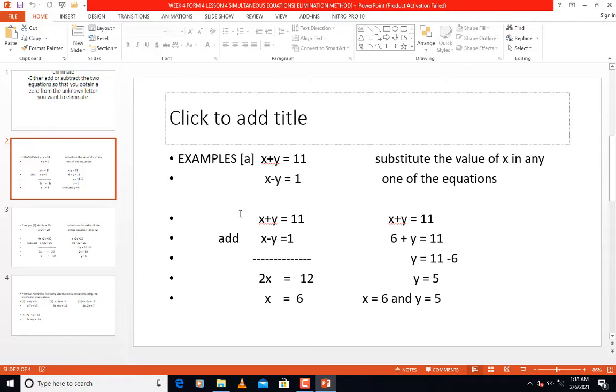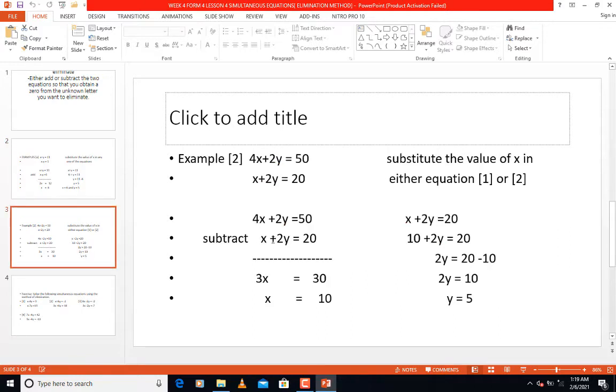As you can see, I'm still using the same examples from the previous lesson. Decide which letter to remove, add or subtract. So it's still the same, there is no change. But what we want you to do now is to remember the steps and practice.